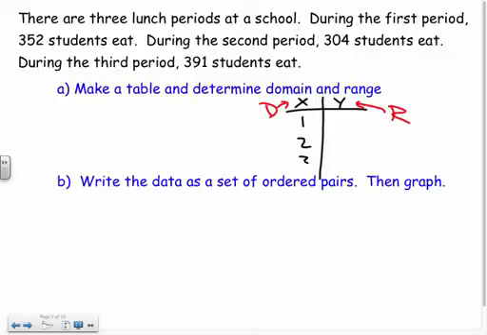So I have periods 1, 2, and 3. Period 1, we had 352. Period 2, we had 304. And period 3, we had 391.